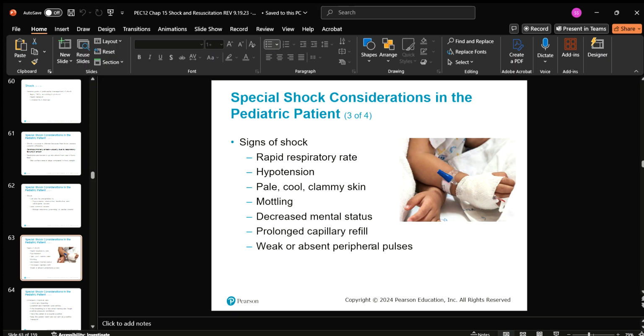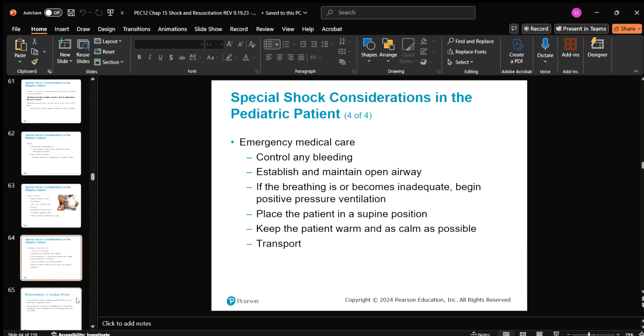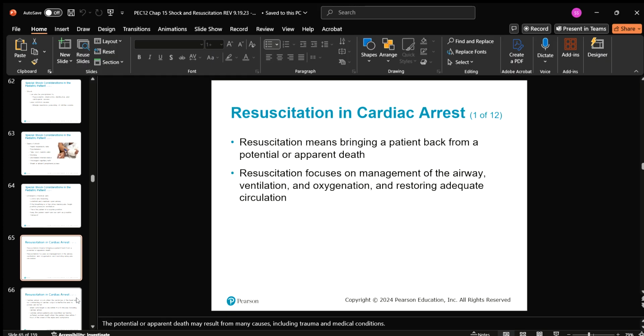Weak or absent peripheral pulses. Why does this happen? Because of shunting. Prolonged capillary refill. Why does that happen? Because of shunting. Same reason that we don't have those peripheral pulses is why we don't have good capillary refill. Again, controlling the bleeding, maintain their airway, ventilate if necessary, keep them supine, warm, and transport. Now, talking about resuscitation. I'm going to close this off here when we're talking about shock, because now we're going to talk about resuscitation.